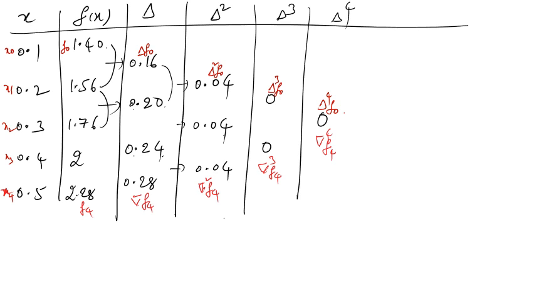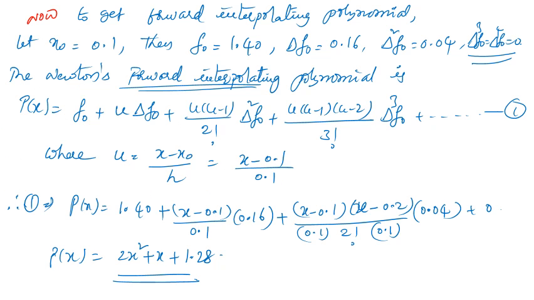Therefore, now what is the thing here? Let us get the forward interpolating polynomial. Assume x naught equal to 0.1, then f naught equal to 1.40, delta f naught, delta square f naught. These values are in the difference table. Starting with f naught, delta f naught, delta cube f naught, delta power 4 f naught, the values are zeros.